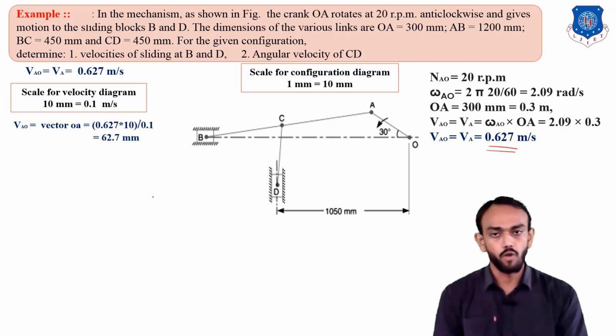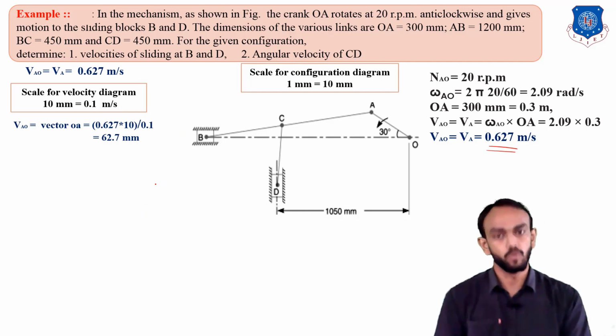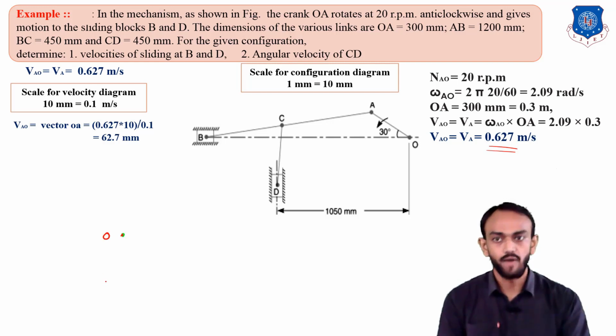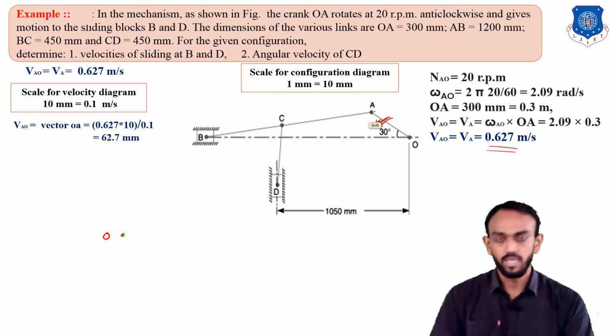So rule number 1, all fixed points will be on an origin point. So I will take one origin point here, and which fixed point will I locate here? Only one fixed point is there, which is O. Now with respect to O, A is rotating in this direction, anti-clockwise. So we will draw this vector in this direction, perpendicular to the length.